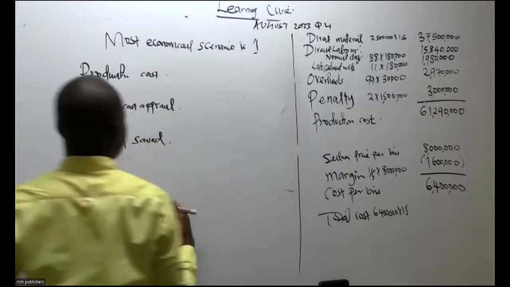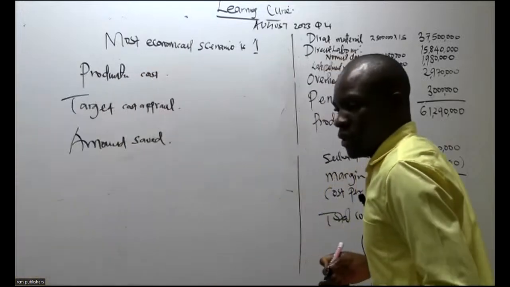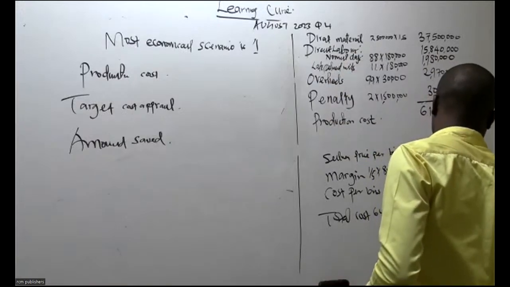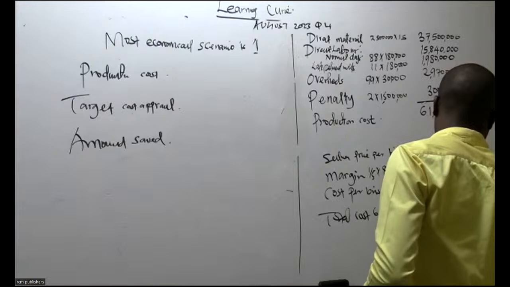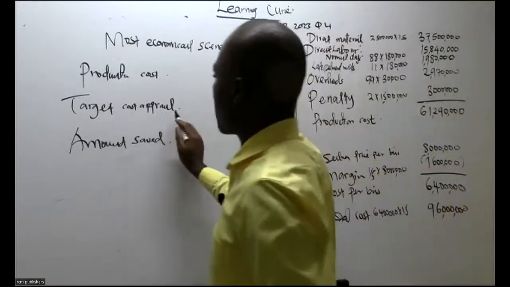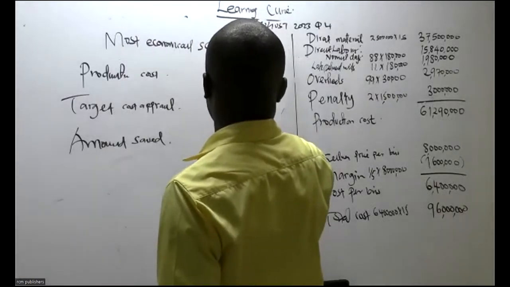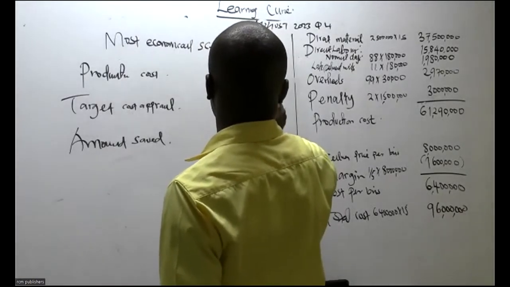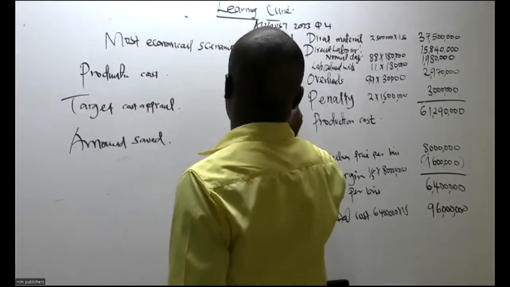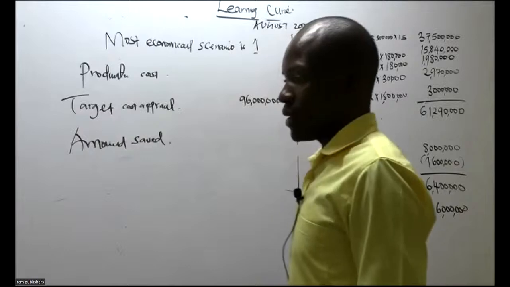6,400 by 15, 96 million. If you use the target cost approach, they would have incurred 96 million to provide the 15 buses.